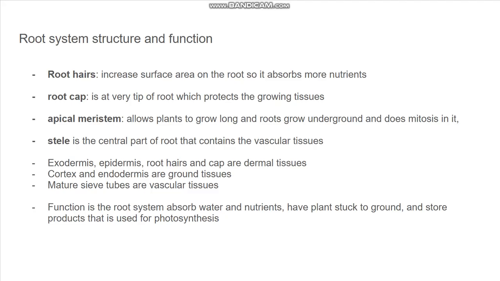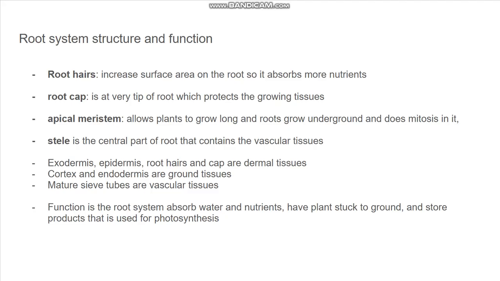allows plants to grow long, and roots grow underground, and it also does mitosis in it. And then next we have the stele, which is the central part of the root that contains the vascular tissues.